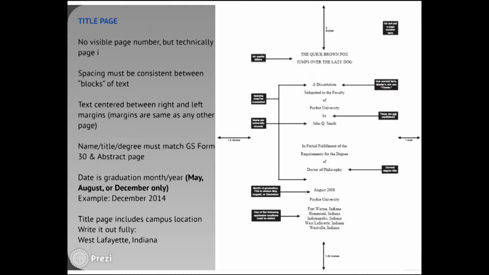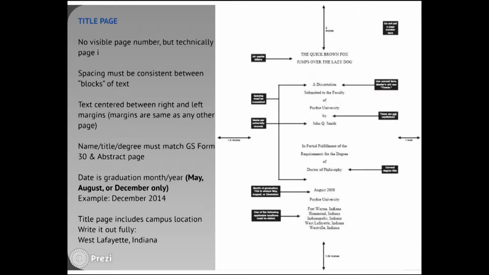Things to remember, as shown on the screen here, are you will not have a visible page number on this page. In other words, you will not have any page numbers up here. Technically, it is Roman numeral 1, but you will need to either hide that number or make it disappear. Make sure that the spacing between what we call your blocks of text are consistent. For example, this is a block, this is a block, this is a block, and this is a block. Note that the spacing between each section is consistent. We will be looking for that.